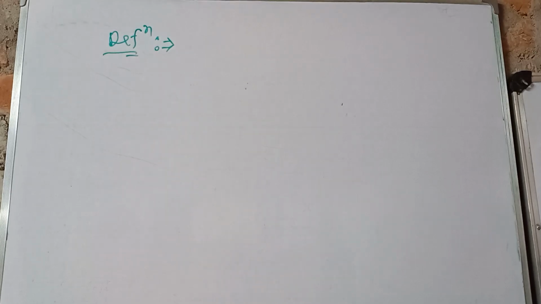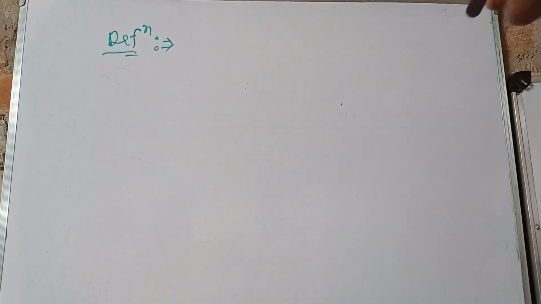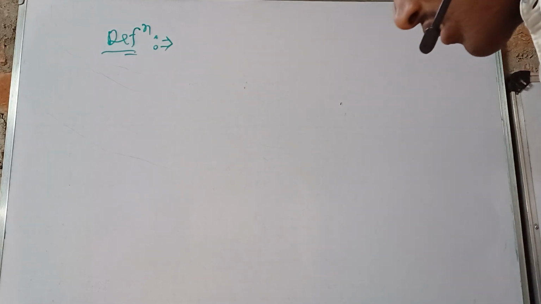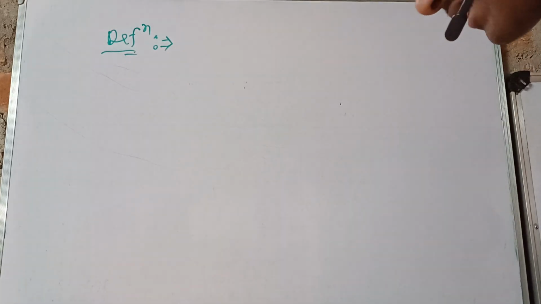Today we start with one definition. This definition also gives algebraic elements and transcendental elements.